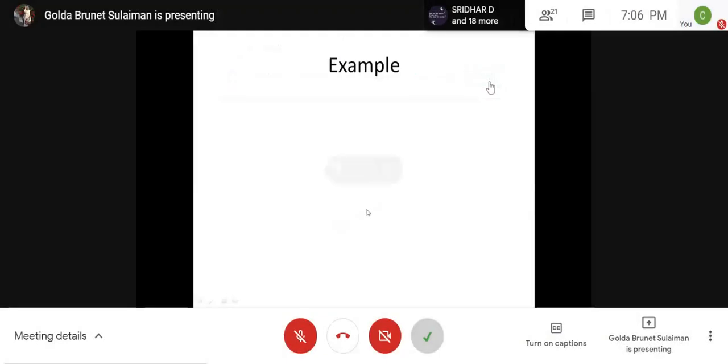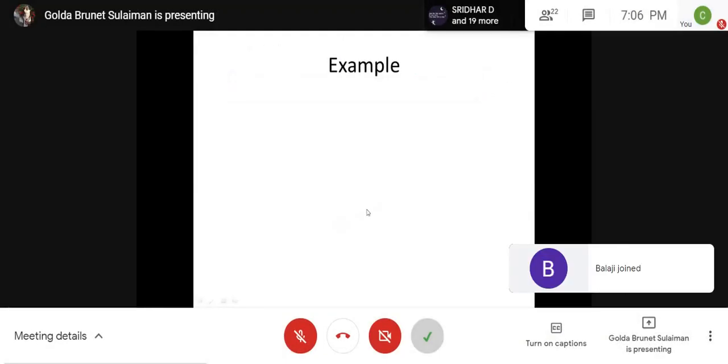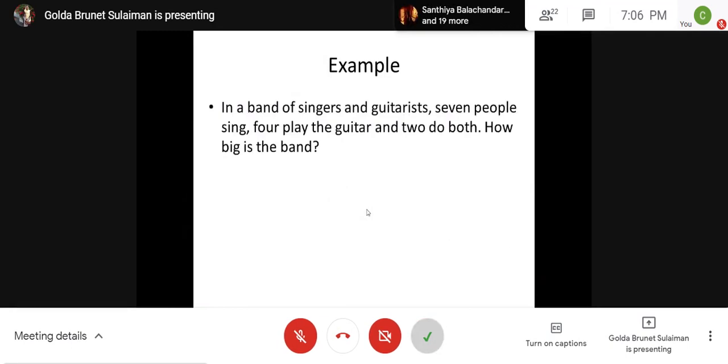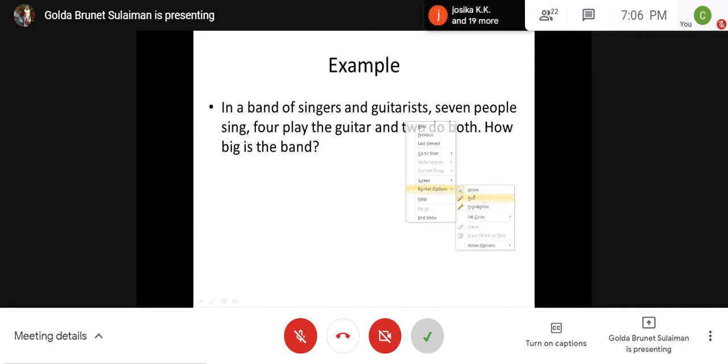So let's take an example. In a band of singers and guitarists, 7 people sing, 4 play the guitar and 2 do both. How big is the band? We want to find the real size of the band. Can anyone try?